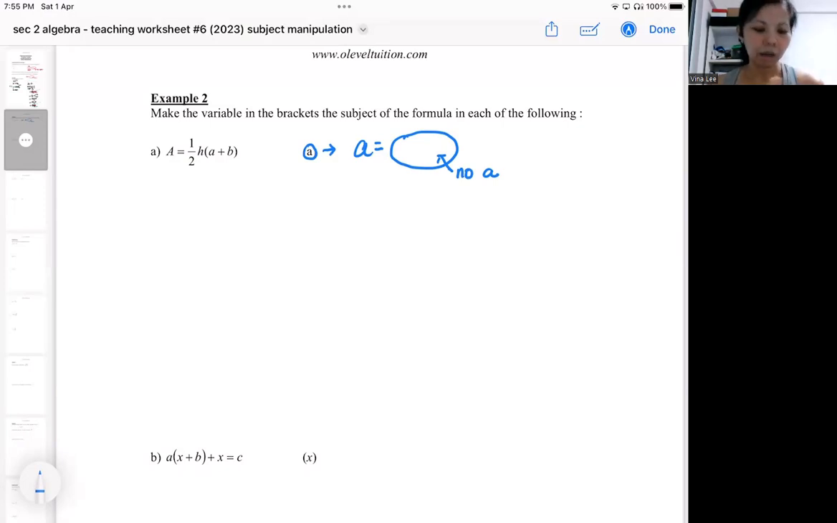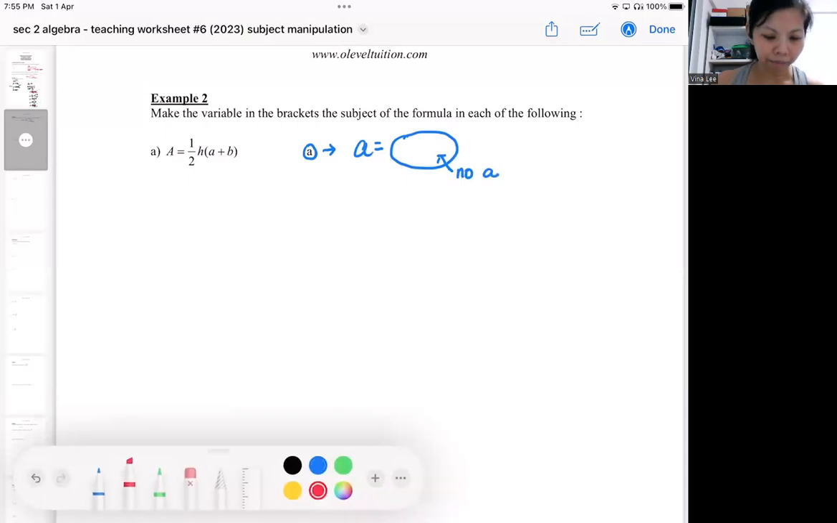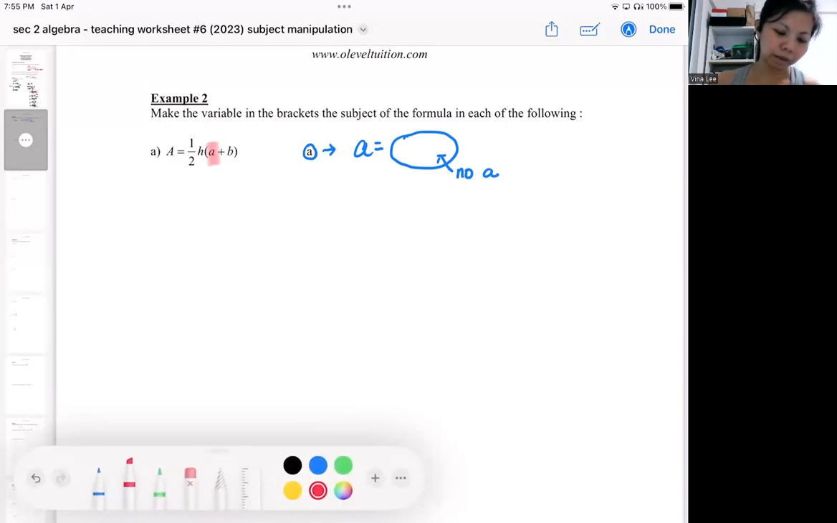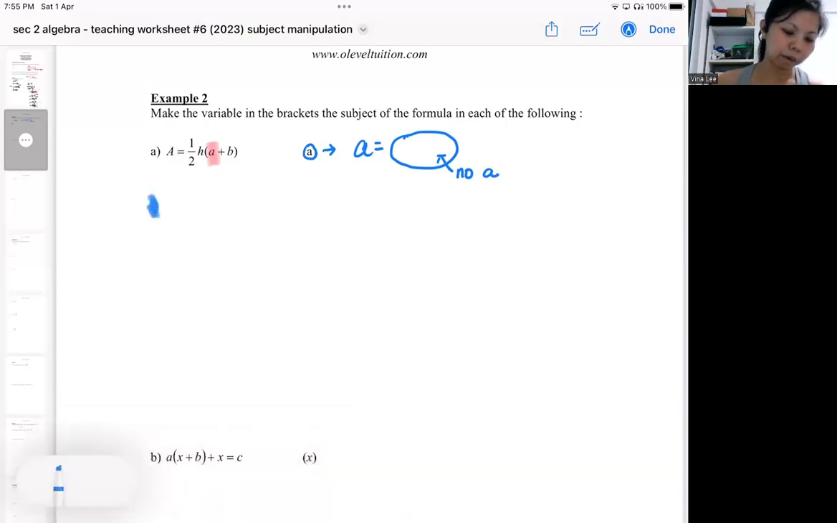for part A, the subject is hidden in the bracket. So of course, I will need to expand out the bracket. Okay, so some students, right, they will be a bit mind blocked because of there's a half here. Okay, so you actually got two choices. So from here, right, you can multiply 2 on both sides. If you multiply 2 on both sides, it will look something like this. So if you multiply 2 on both sides, the fraction will disappear.